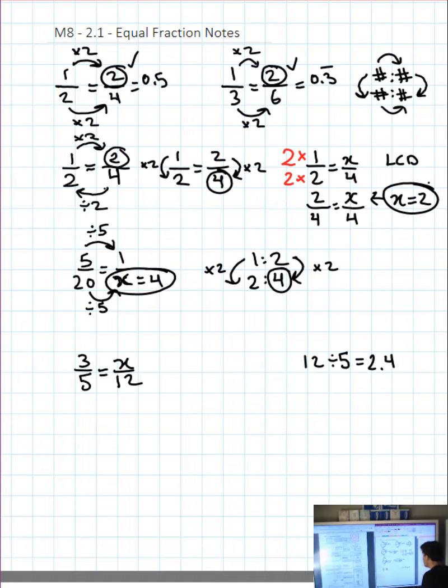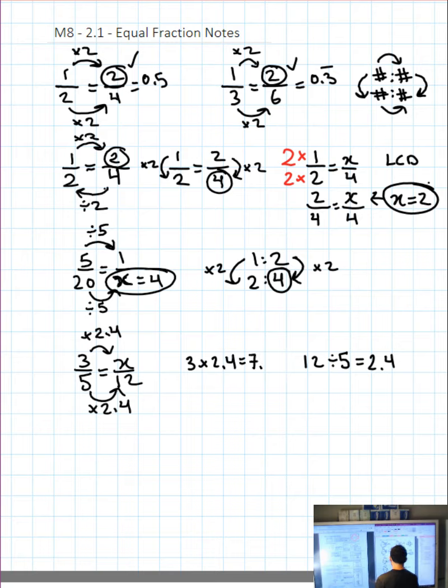So I just figured out that my multiple is 2.4. And obviously, if I want to go from smaller to bigger, I must times by 2.4. And if I did that to the bottom, I must also do that same operation to the top. And 3 times 2.4, I'm just going to do that on the calculator. Keep in mind we could do long multiplication, but we're going to get 7.2. So 3 times 2.4 is equal to 7.2.